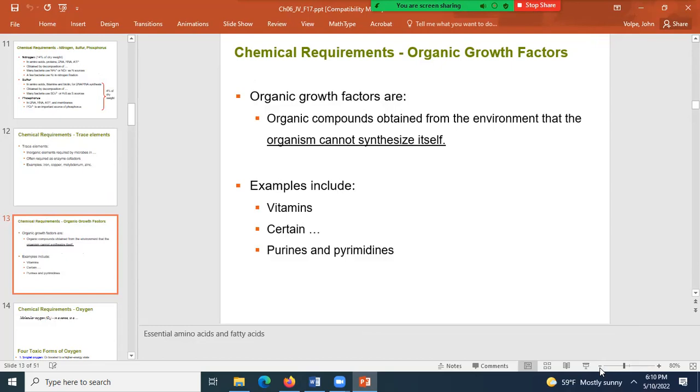The last chemical requirement I think I want to talk about, well, I guess there's oxygen, so it's not the last. That is required by many cells to grow are organic growth factors. Organic growth factors are biological molecules, meaning they're an organic molecule, but they're obtained from the environment of the organism. So the organism cannot synthesize an organic growth factor, but they're a biological molecule.